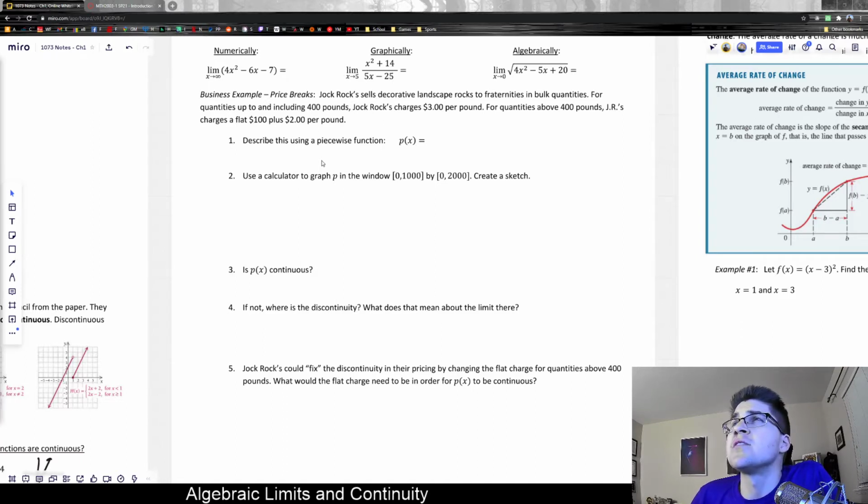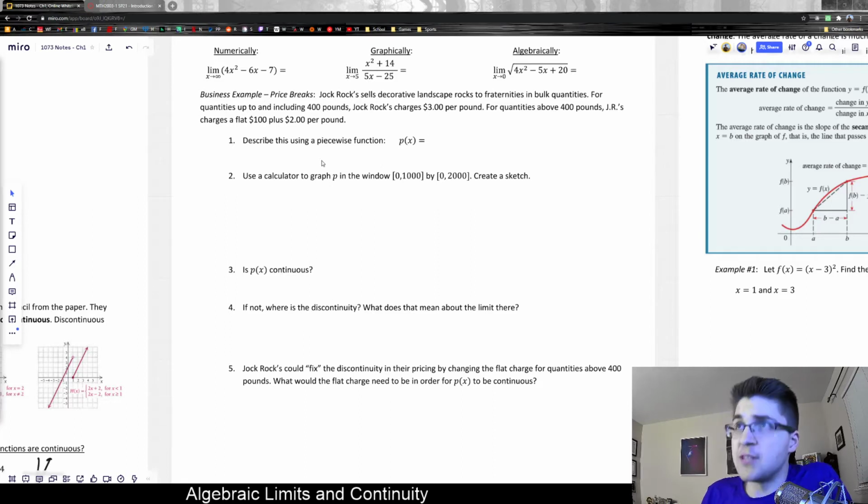It says Jock Rocks sells decorative landscape rocks to fraternities in bulk quantities. For quantities up to and including 400 pounds, Jock Rocks charges $3 per pound. For quantities above 400 pounds, JR charges a flat $100 plus $2 per pound. So we have a ridiculous problem that I probably made up and thought was funny at the time. Basically, up to 400 pounds, they charge straight up $3 per pound. But when it gets larger, they charge less per pound with a flat cost of $100.